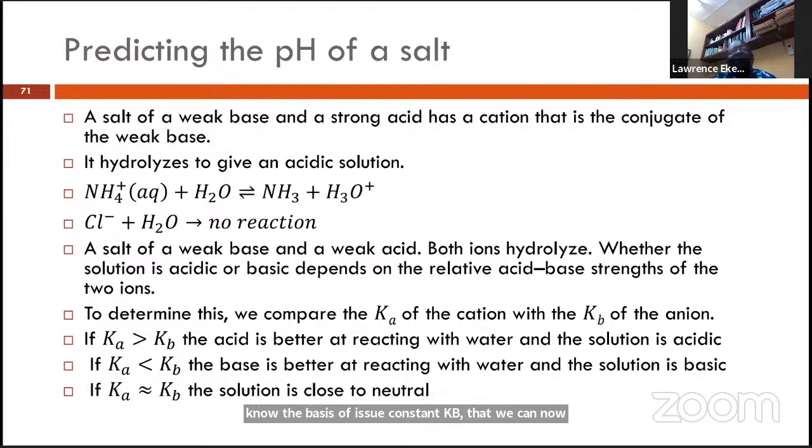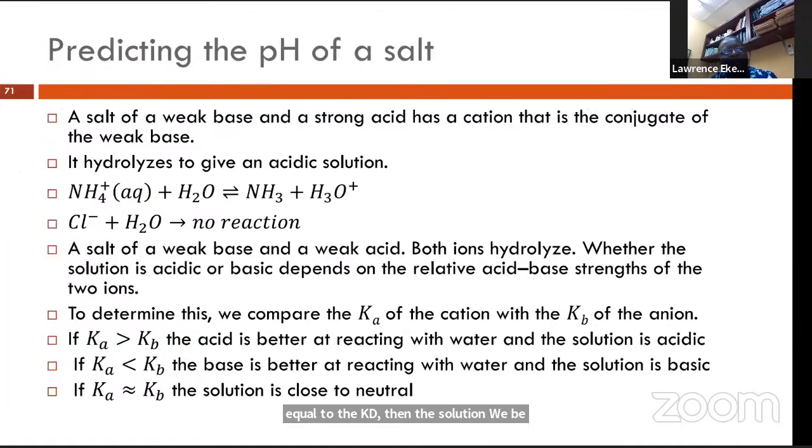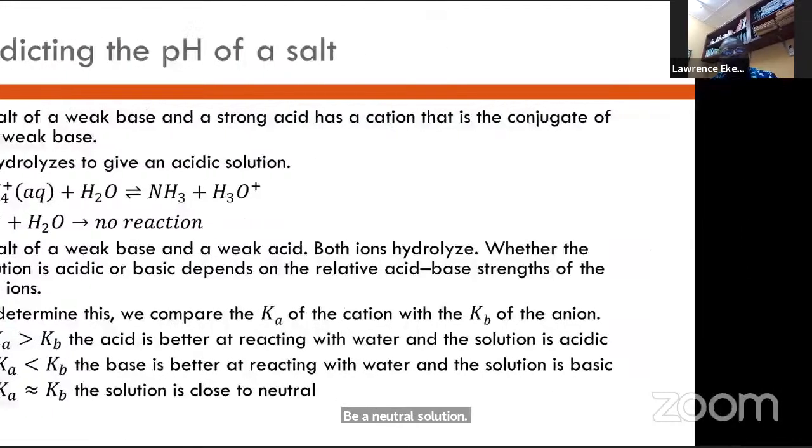Is it the cations that are hydrolyzable or the anions that are hydrolyzable? Okay, so we now know from the Ka and the Kb whether the solution is acidic or basic. If the Ka is higher than the Kb, the acid is better at reacting with water and the solution becomes acidic. That is what it means. If the Ka is less than the Kb, the base is better at reacting with water and the solution will be basic. But if the Ka is approximately equal to the Kb, then the solution will be neutral.